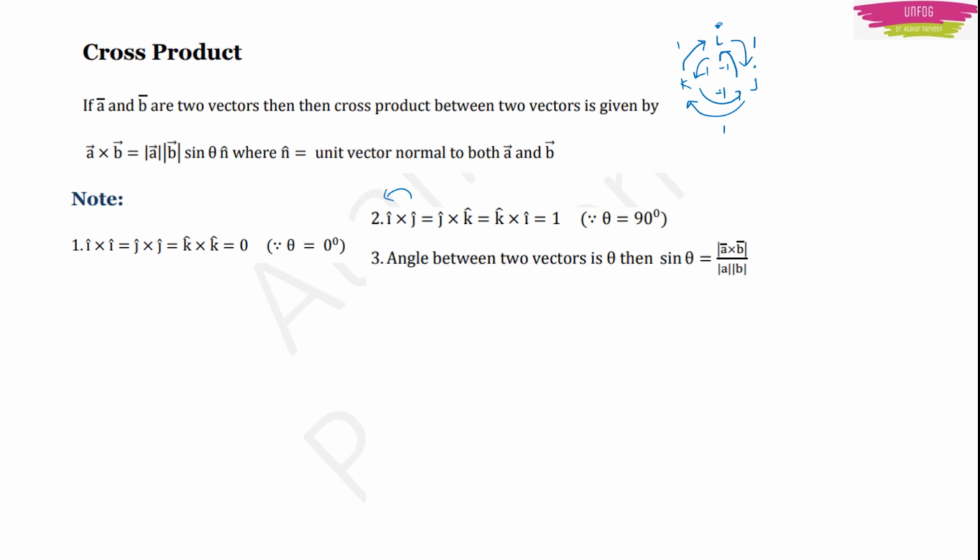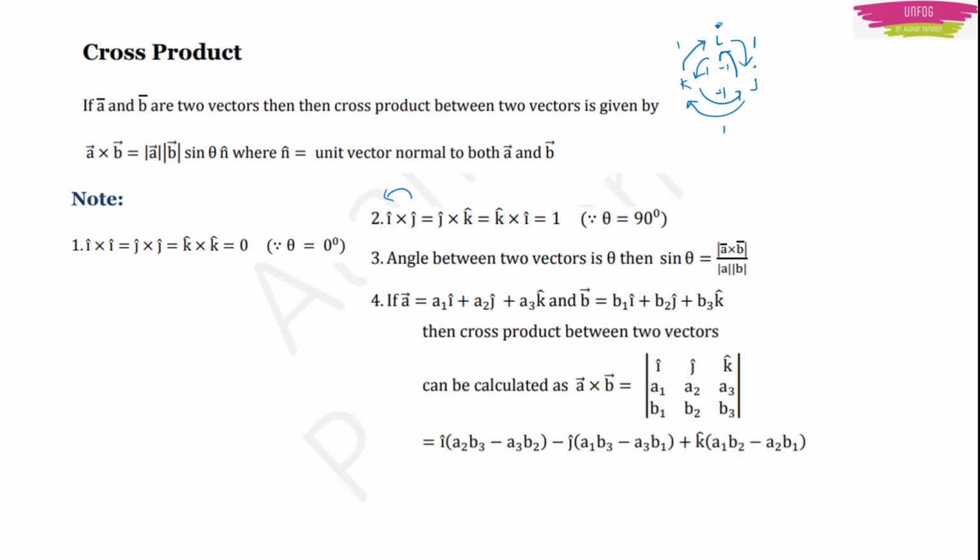Next, you can find the angle between two vectors, right? I have told you already. Next, you can find the cross product between two vectors using a determinant. This is very, very important. If there are two vectors, vector A, which is A1i, A2j and A3k, and vector B, which is B1i, B2j, B3k, you can find A cross B by writing a determinant like this.